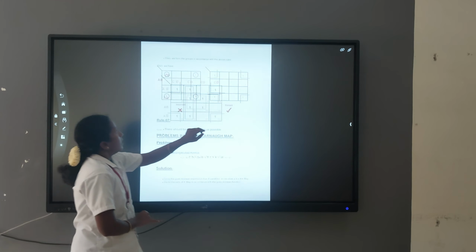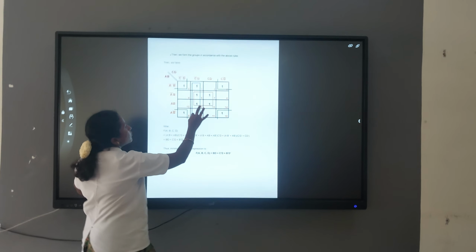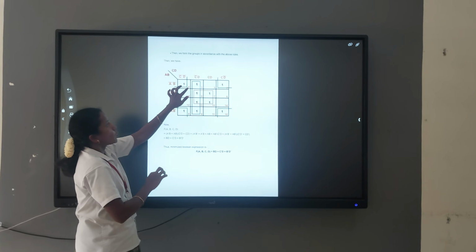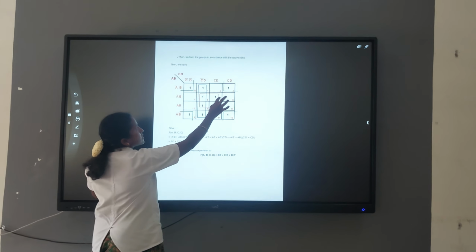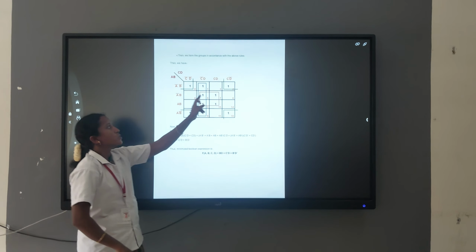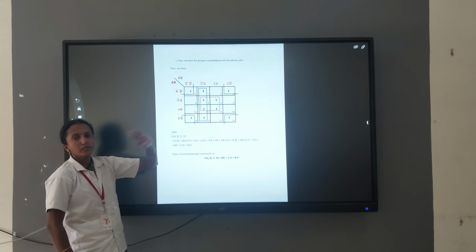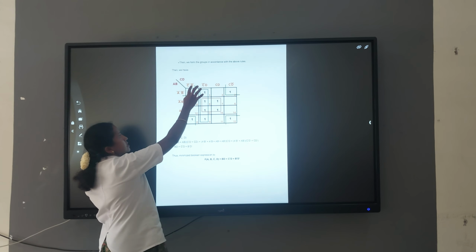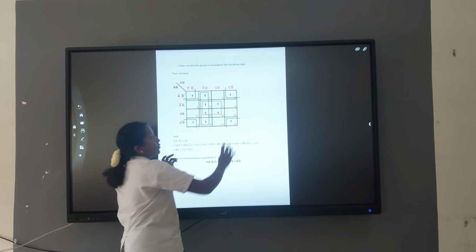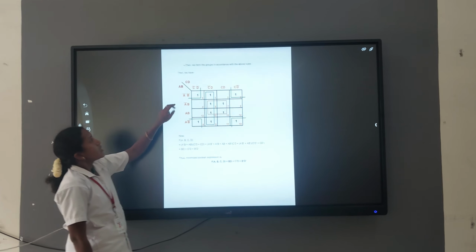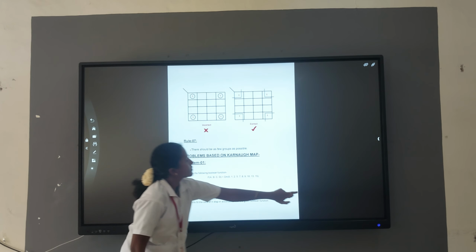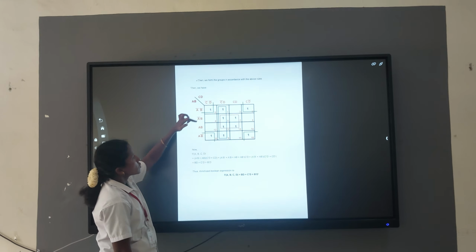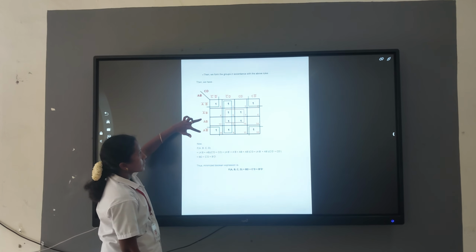Next, here 4 ones are available. So 4 grouping is possible. So this is called one grouping. Second, next, these 4 ones are present. So this is one more grouping. So totally we are having 3 groupings. Okay. So first, this corner grouping means, we want to write the expression. Okay. So here the first row and last row, these ones are common.